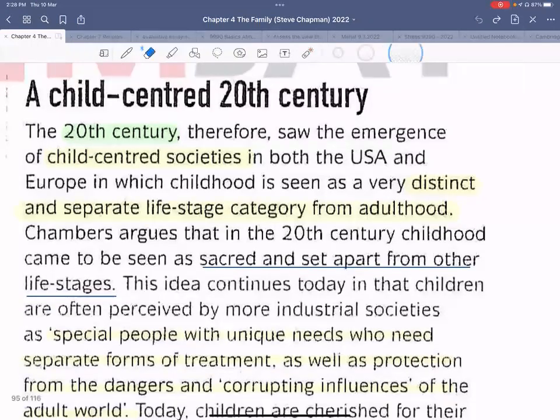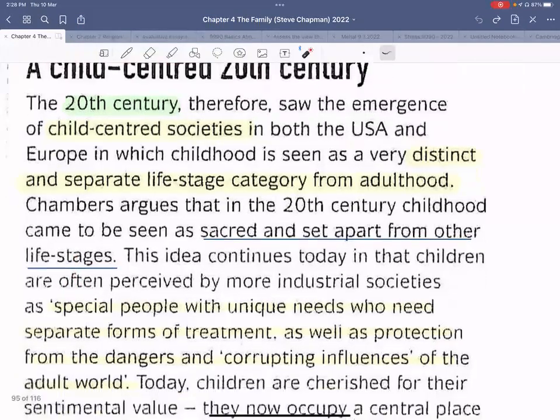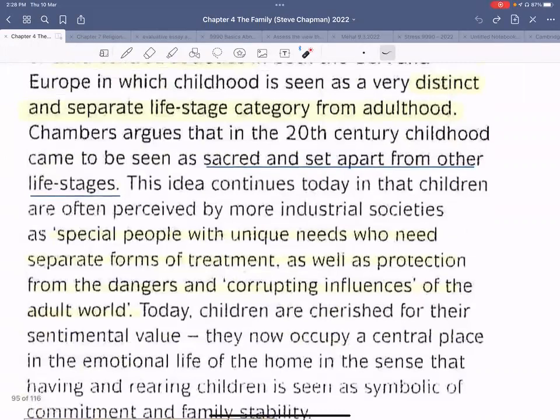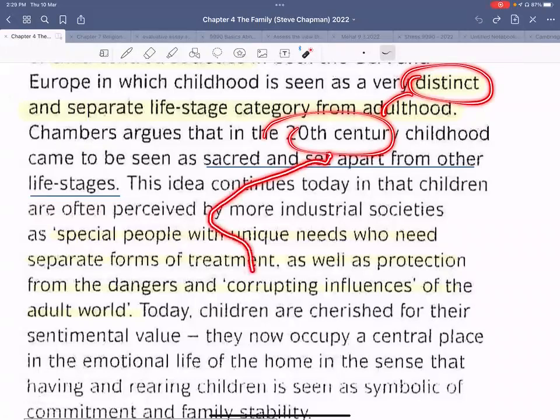Now, this idea continues today in that children are often perceived by more industrial societies as special people with unique needs who need separate forms of treatment as well as protection from the dangers and corrupting influences of the adult world. Do we all understand this? Childhood being considered as a distinctively different phase, the need for children to be kept away from the corrupting influences of the adult world, from the harsh realities of the world, as we were discussing yesterday.